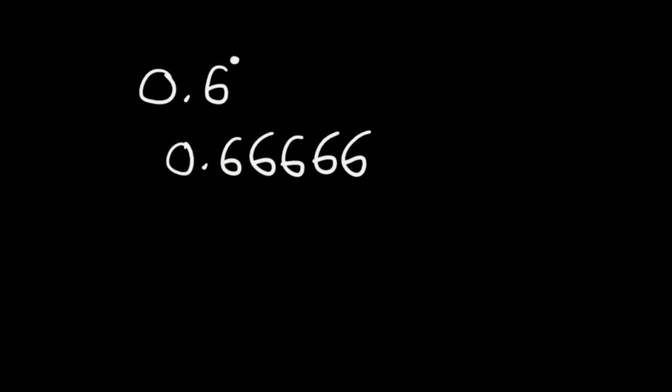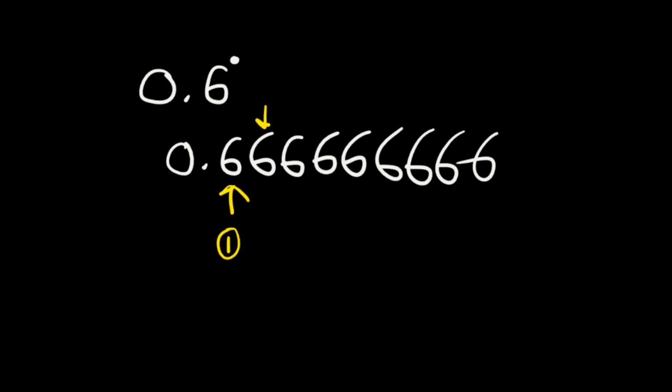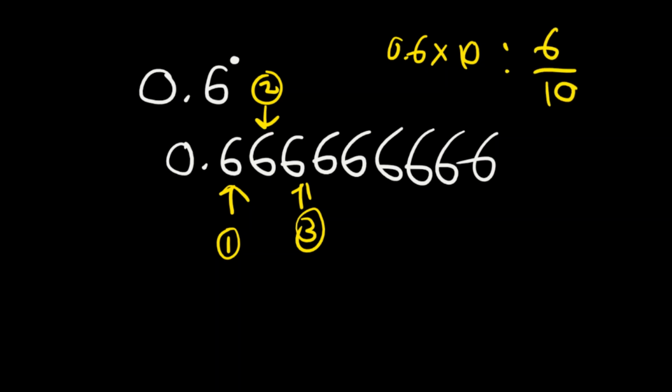0.6 recurring. I think we now know how to do it. We're just going to say 0.6666666. That's how it looks. But we want the first 3 terms. So this would be our first term, this would be our second term, this would be our third term. How do you find the first term? It's 0.6 multiplied by 10. Now you know how you do it, which is going to be 6. But we want it in fraction form, so it's going to be 6 over 10.